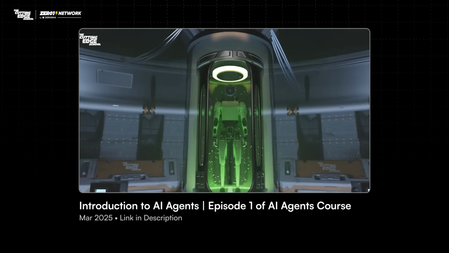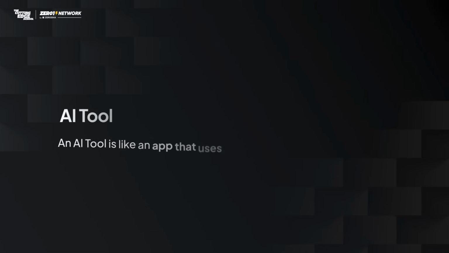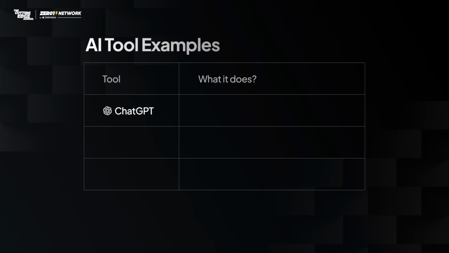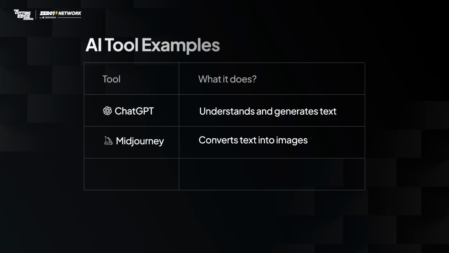Now, even though we've taught the basics of agents in our previous AI agents course, let's quickly revise the foundations. Let me first explain what is an AI tool. An AI tool is like an app that uses AI to do specific tasks. For example, ChatGPT is an AI tool that can take a prompt from you, understand it, and give you an output. Midjourney is another AI tool that can convert text into images. 11 Labs is an AI tool that can convert text into realistic voices.